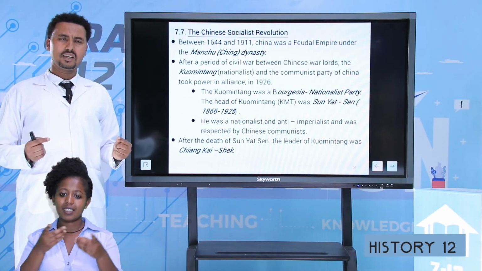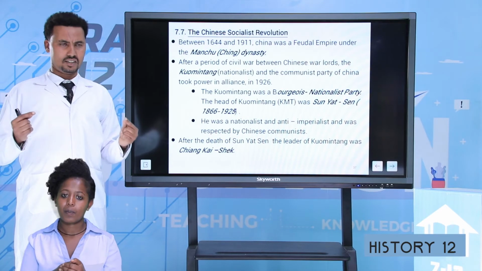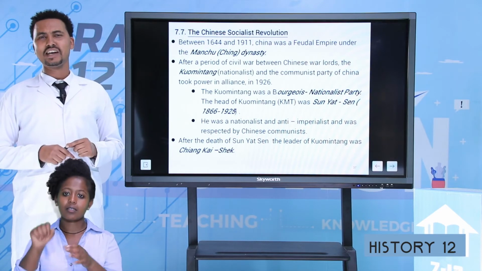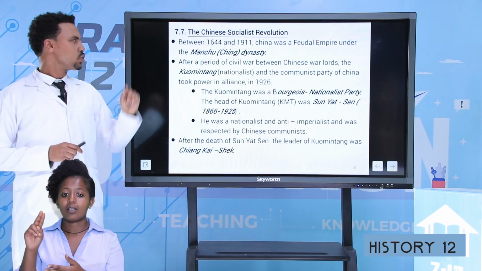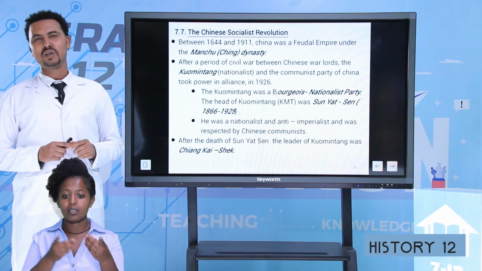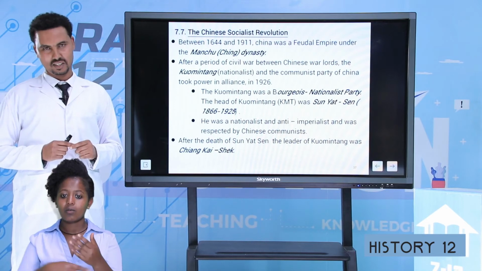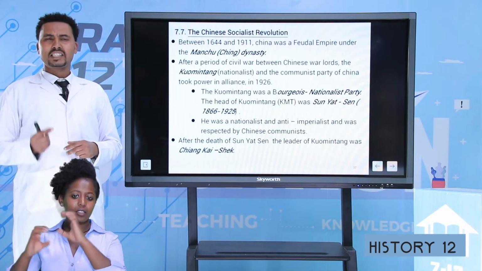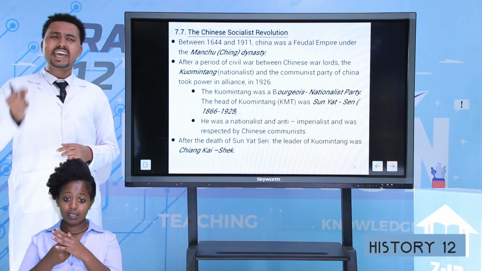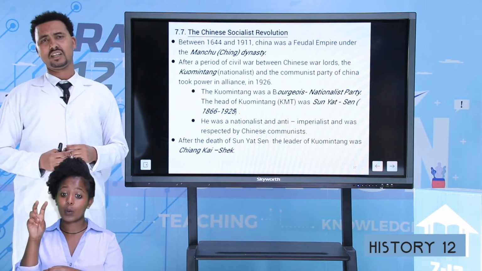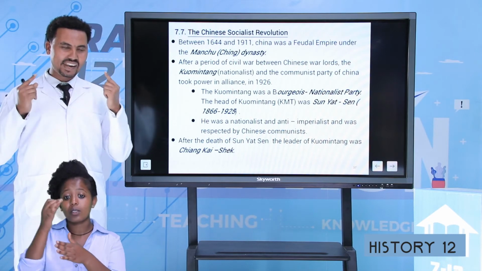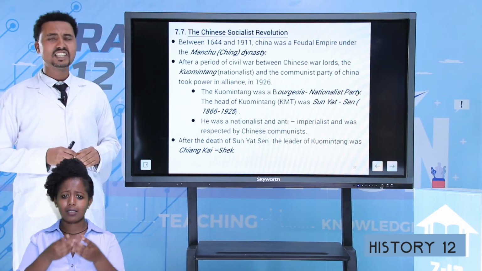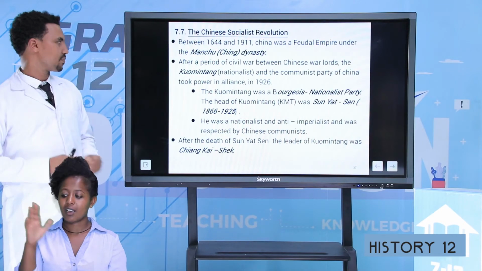By the way, the Chinese state was first organized by the Han dynasty. The Manchu dynasty took political power in the 17th century. Starting from the 17th century up to the early 20th century, China was ruled by one dynasty that was known as the Qing dynasty.